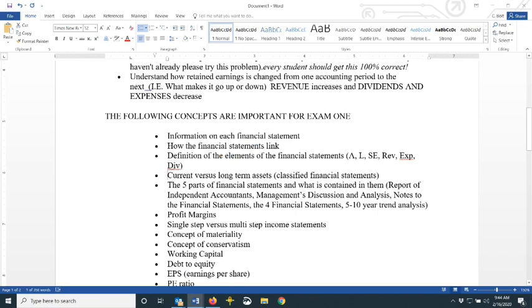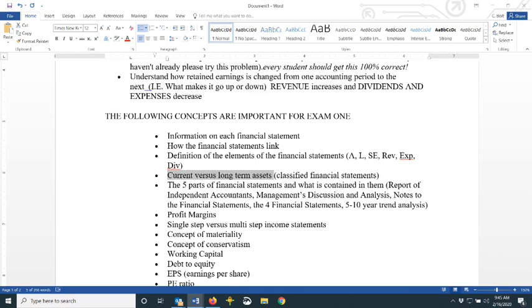Moving to the next bulleted list, the difference in current versus long-term assets. Typically, current assets are those that we anticipate to be used up, consumed, or turned into cash within the next year or less. Those are things like cash, of course, cash equivalents. We had that definition that you need to understand what a cash equivalent is. We talked about inventory.